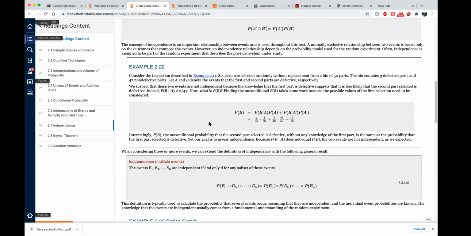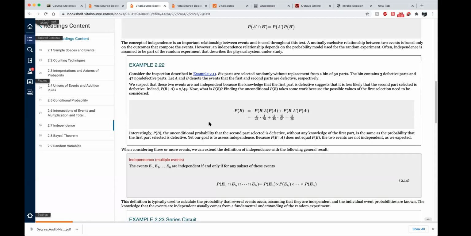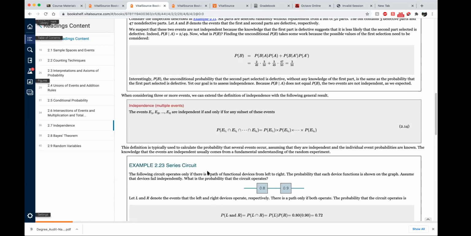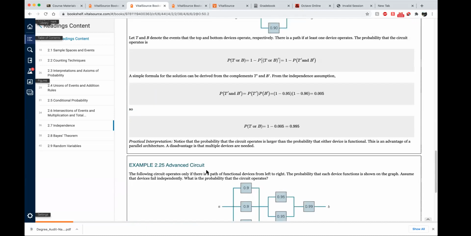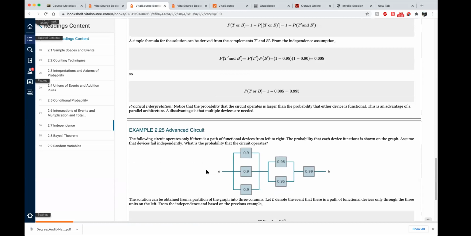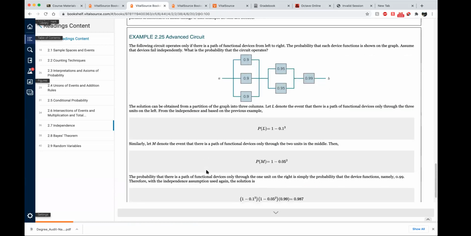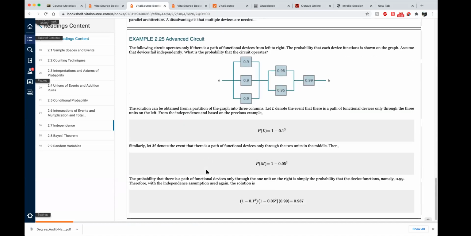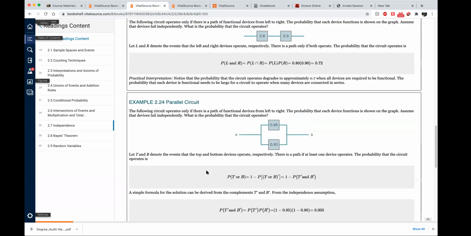So let's take a look at example 2.22, and then the other examples, 2.23, 2.24, and 2.25. Please read those examples by yourself.